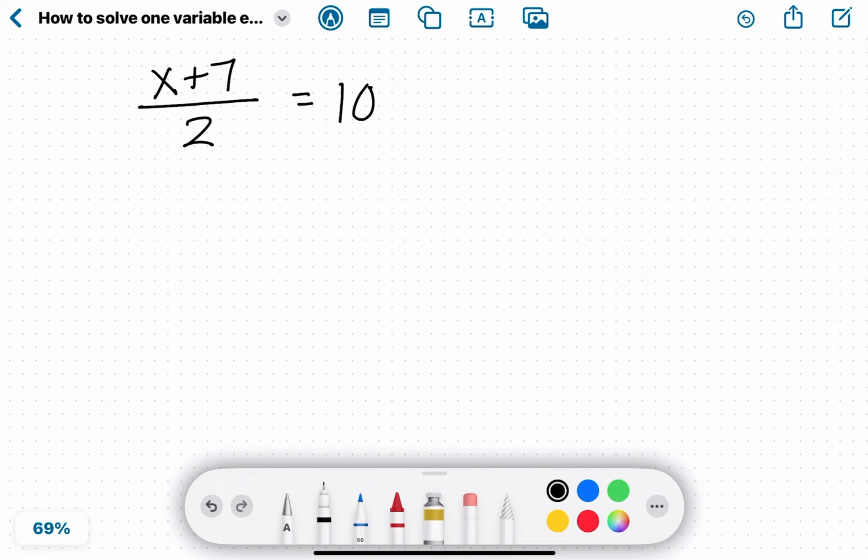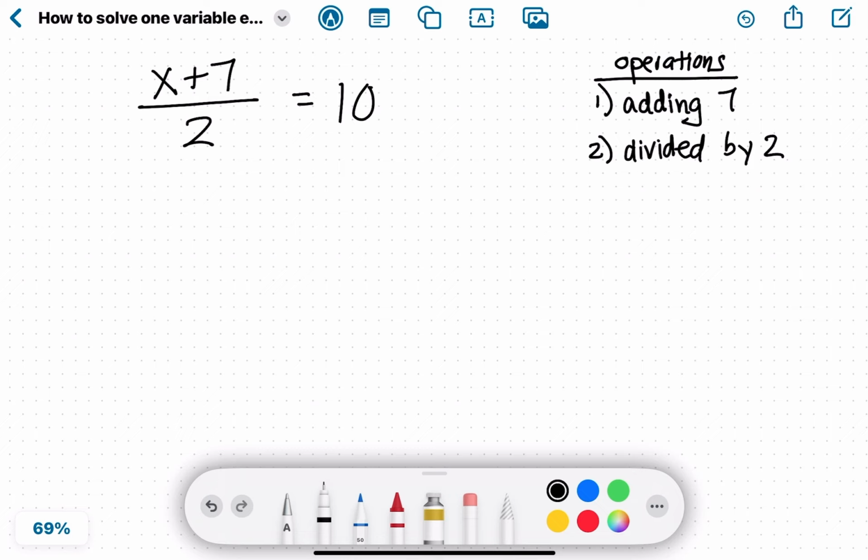Let's make a list. What's being done to x? First, we're adding 7. After that, it's over 2. Over 2, the fraction over 2, means division. So it's being divided by 2.